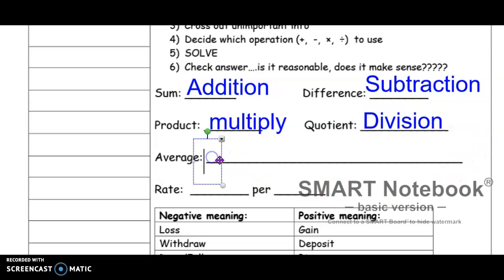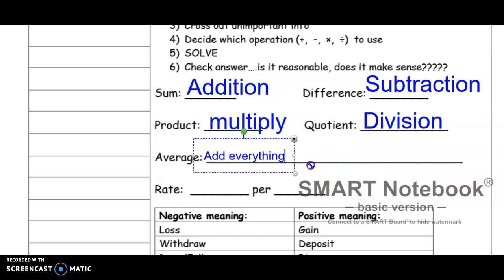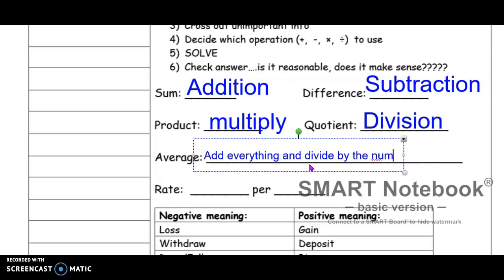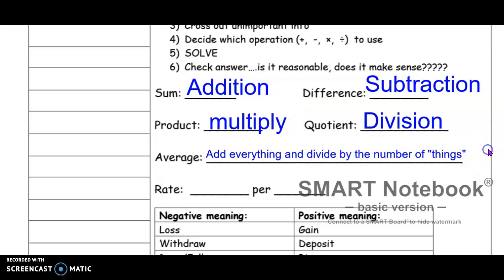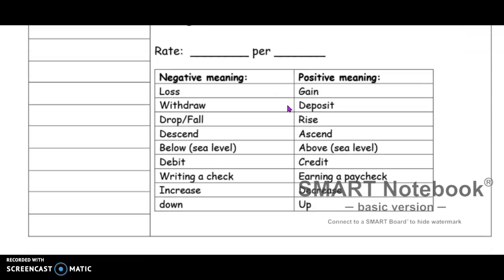Okay? So the average is add everything and divide by the number of things. So if I said find the average temperature for the week, there's 7 days in a week, you would add up all of the high temperatures for that week and then divide by 7 because there were 7 of those things. The rate, we're going to kind of skip over the rate, but we'll come back and we'll talk about the meaning of per and how that can help you clue in where to find the rate.